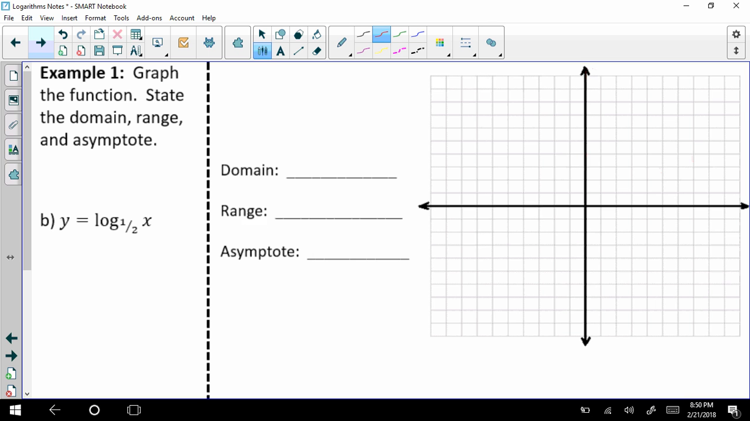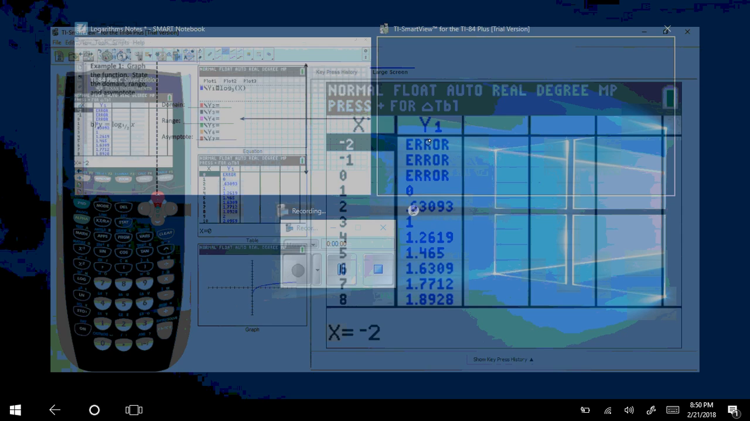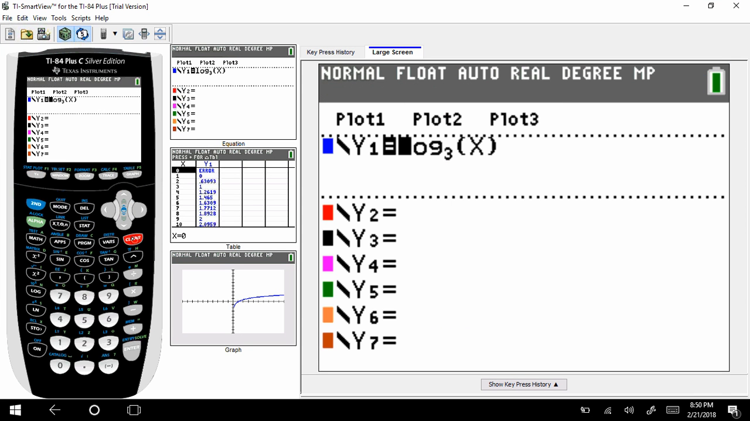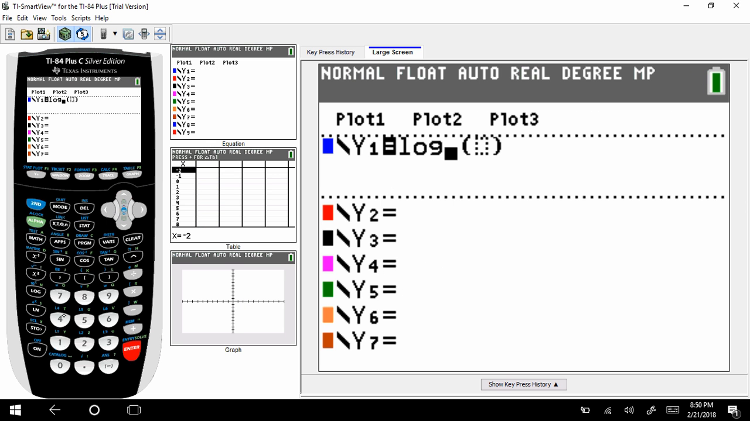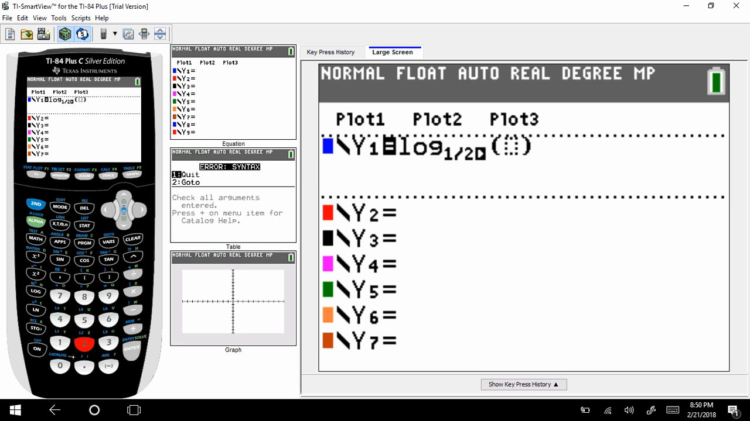All right. So you try this one. So this is log base 1/2 of x. So go ahead and pause this, try it, and then unpause it when you're ready to go. Okay, if I put this in my graphing calculator, so y equals clear, so then it's math, and then you go to log base. And so this is 1/2, so I'll just do 1 divided by 2, and then x, and then graph.